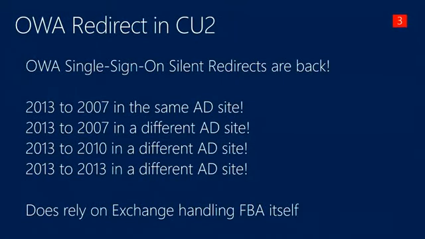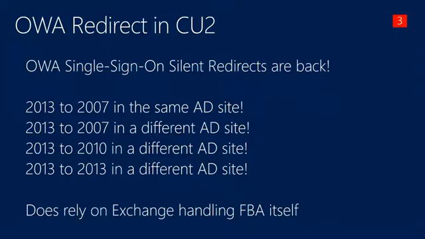Now, something else that we brought back in CU2: Outlook Web App silent single sign-on, silent redirects. I emphasized the silent single sign-on part because that was actually the part that was missing. We could do the silent redirect, and that is the user goes to the 2013 CAS, and the CAS server redirects them automatically to the URL they should be using, which would be the 2007 server. But prior to CU2, that user unfortunately had to enter in their credentials again. With CU2, we now have that silent single sign-on as well.